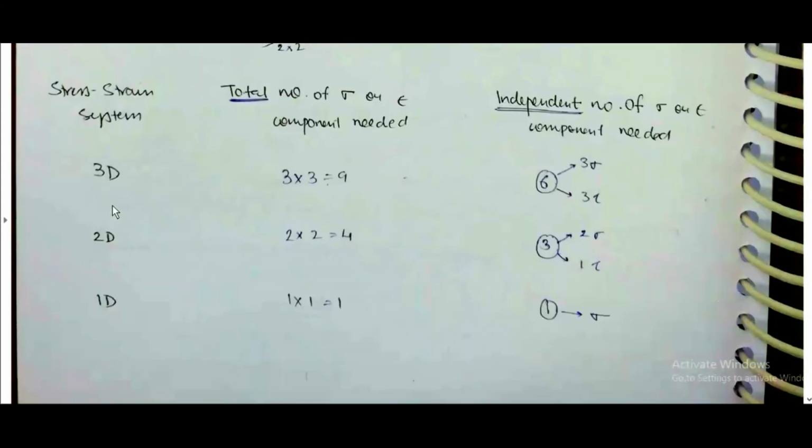Stress strain system: total number of sigma or epsilon components, independent number of sigma or epsilon needed. In 3D, 3 into 3 is 9 components, but only 6 are independent: 3 sigma, 3 tau. If 2D, 2 by 2 is 4, and here 3 independent are required: 2 sigma, 1 tau. For 1D, 1 by 1 is 1, so 1 sigma is required.